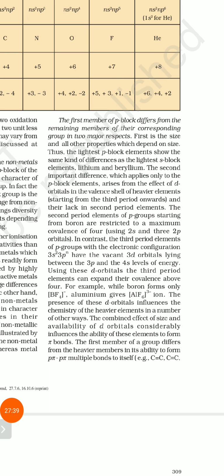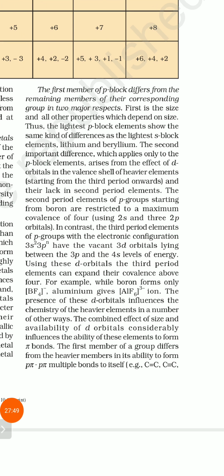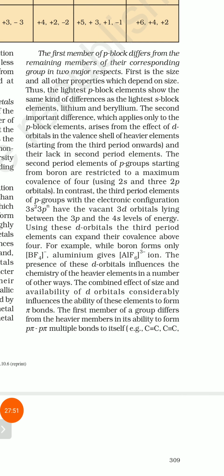Are d orbitals present in s block elements? No, sir. If you are coming down the group, they will be there. As the atomic number increases, p orbitals are present, and d orbitals are also present there.